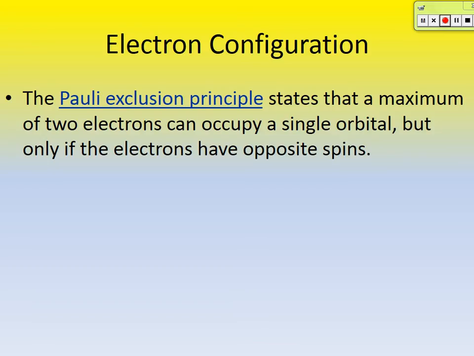Okay, there's this rule called the Pauli exclusion principle, which states that a maximum of 2 electrons can occupy a single orbital, but only if the electrons have opposite spins. A couple of important things here: 2 electrons in an orbital. So how many electrons can fit in an orbital? The answer is 2. 2 electrons per orbital. And they have to have opposite spins, which is something we'll talk about later on in this chapter. So, Pauli exclusion principle: 2 electrons per orbital, and they have opposite spins.